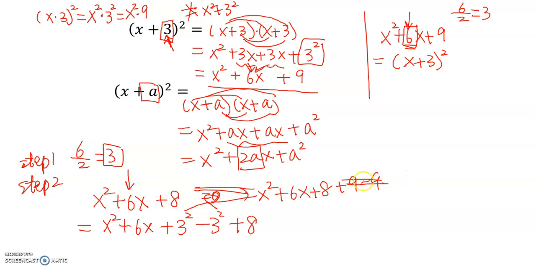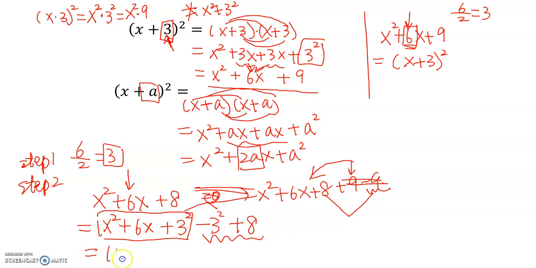But we're not going to cancel them. We're going to take the first 9 and switch it with this 8. So we're going to put x squared plus 6x plus 9 together. Thus, we know this is a perfect square. And the other 9 minus 9, we're going to combine that with the 8. So these two, we can combine them. Okay, now let's work this out.